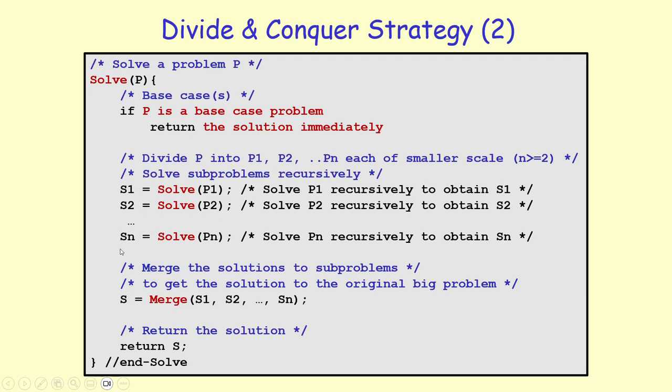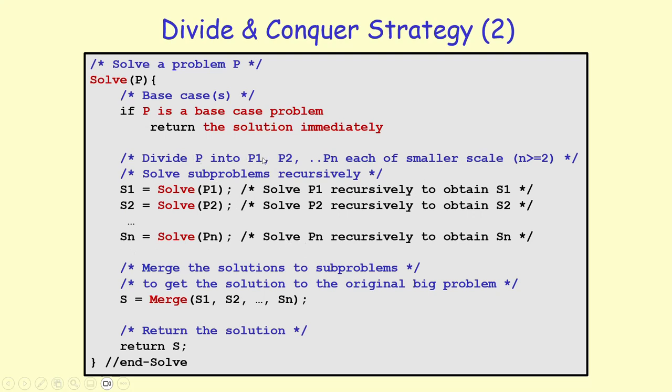So now we have solutions to these subproblems. Let's call them S1, S2, and Sn. What remains now is we need to have a merge step at the end to somehow merge the solutions to these subproblems to get the solution to the original problem. And that's what we return at the end. Bottom line is every recursive function that you're going to implement from now on will have this general template. So solve is the recursive function that takes a problem P. At the top, you write the code for the base cases. Otherwise, you have the recursive formulation of the problem.